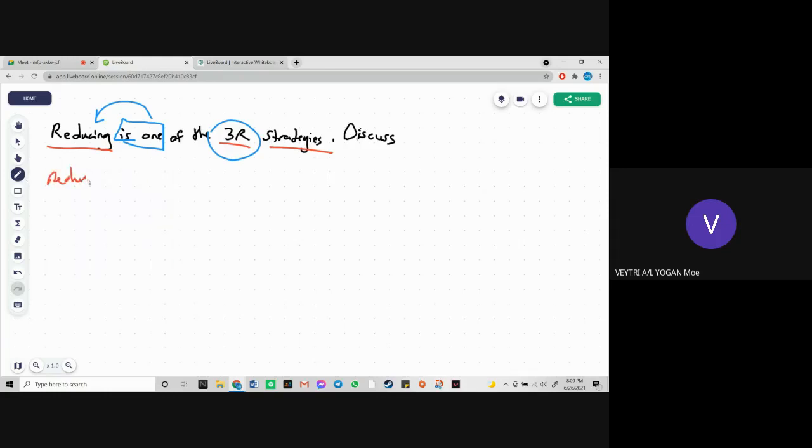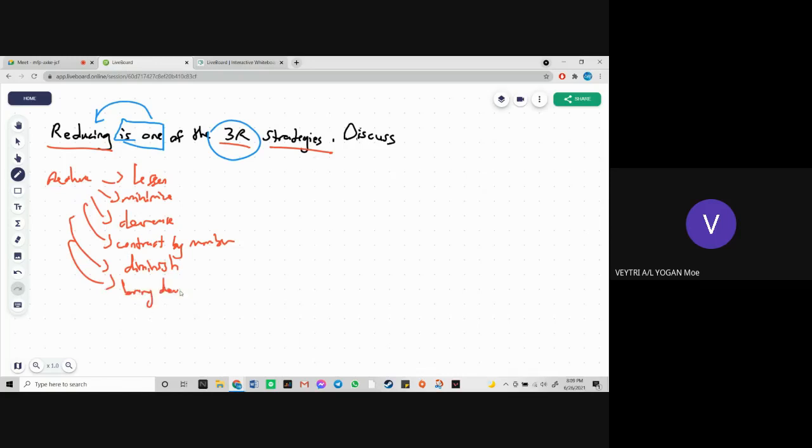When we talk about reduce, we are also talking about to lessen or to minimize, to decrease, to contract, mengecil, to contract in number. We can also talk about to diminish in size, to bring down or to lower. These are all the words that we can actually talk about.